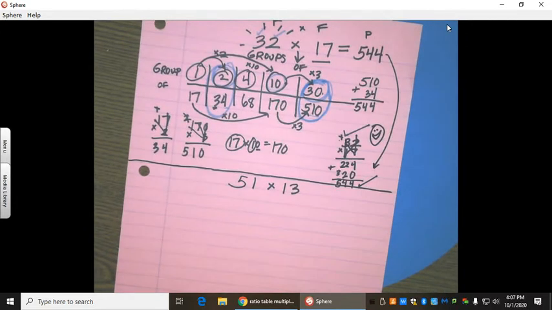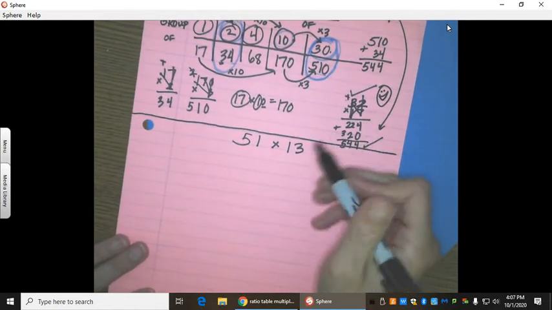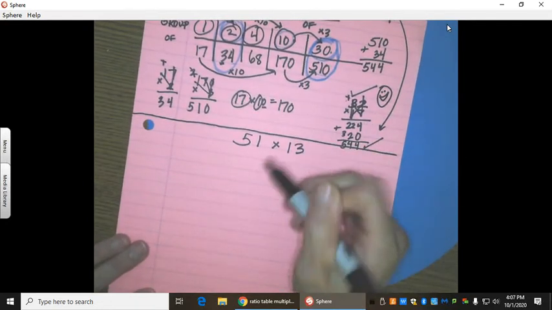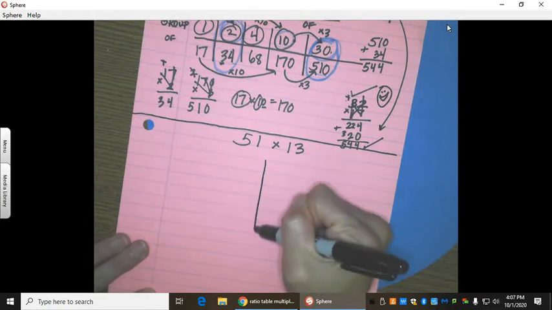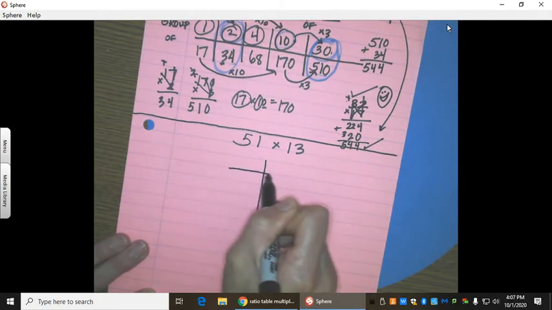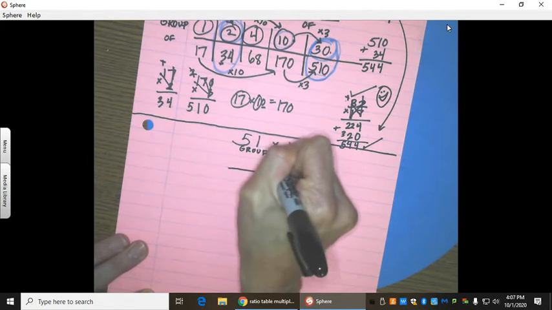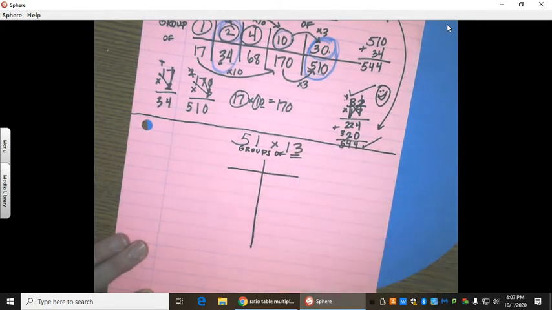So that is the first problem. And now really quick, same thing, we're going to go over the second problem. Now I'm going to do a little curveball, and I'm going to make my ratio table going this way. Not to be confusing, but because I want you guys to see it a different way. So we want to solve for 51 groups of 13.